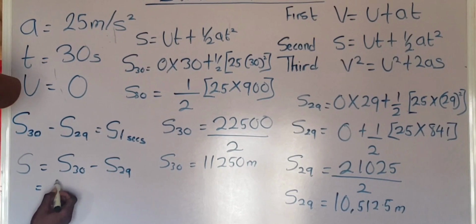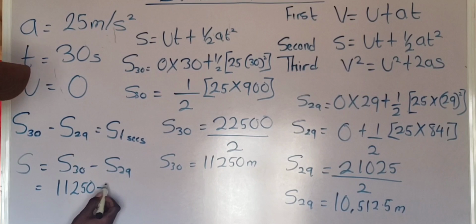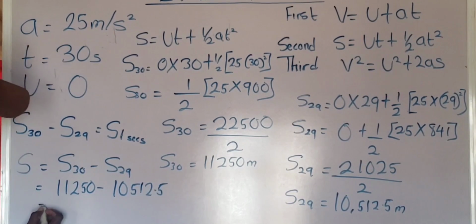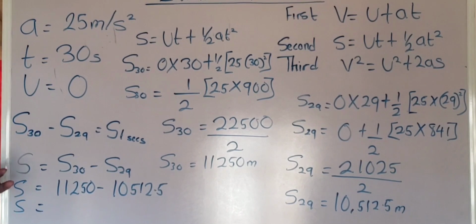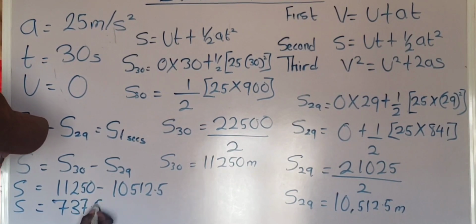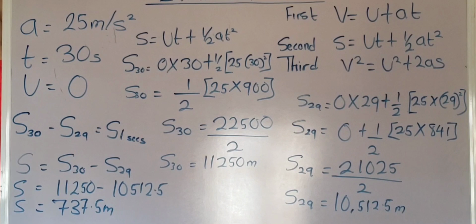So S30 is 11,250 minus 10,512.5. The difference, punching the calculator, is 737.5. So the distance that the Formula 1 car covers in the last 1 second is 737.5 meters. You can see that it's simple. So understanding is what matters.